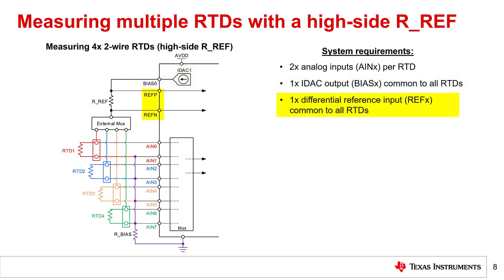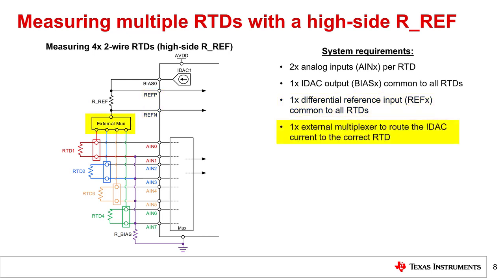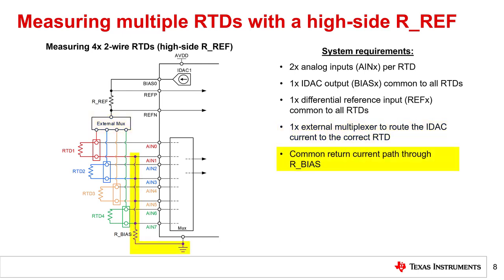The high-side RREF requires one differential reference input pair that is shared by all of the RTDs. This enables a ratiometric reference configuration. After the single IDAC flows through RREF, it must be distributed to each RTD in the system, requiring an external multiplexer. Finally, this system has a common return current path to ground. As shown, a bias resistor might be required to level shift the RTD output signal into the common mode range of the ADC. However, this is not always required, and the bias resistor does not need to be a precision component.